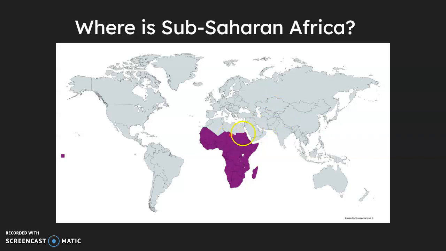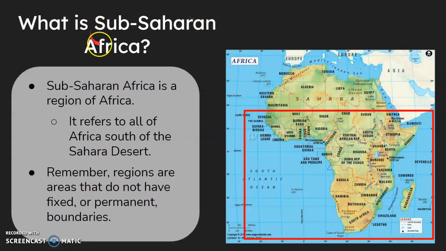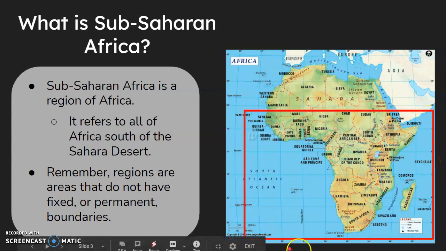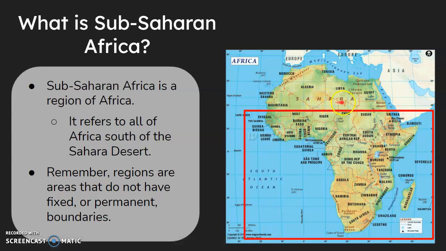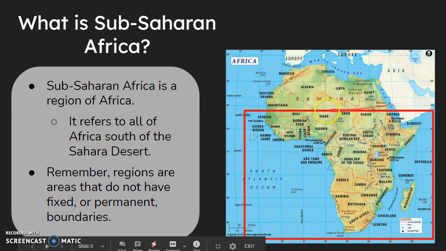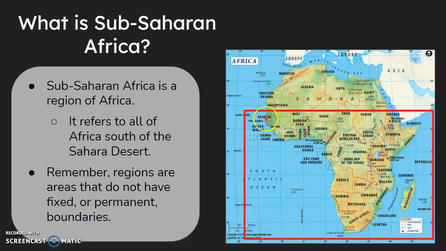So Sub-Saharan Africa, if you notice, is located on the continent of Africa. What is it though? Well, it's a part of Africa that is located south of the Sahara Desert. Remember, the Sahara Desert is the largest desert in the world, and it's located mostly in the northern part of Africa. So geographers call this part of Africa that's located under it Sub-Saharan Africa.